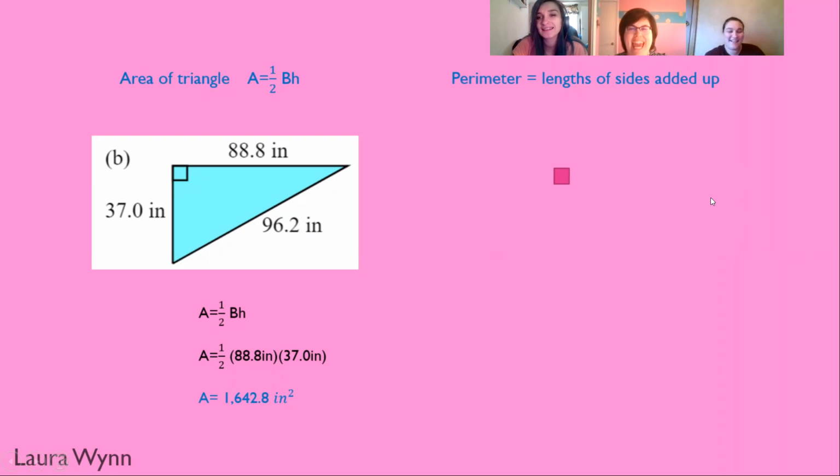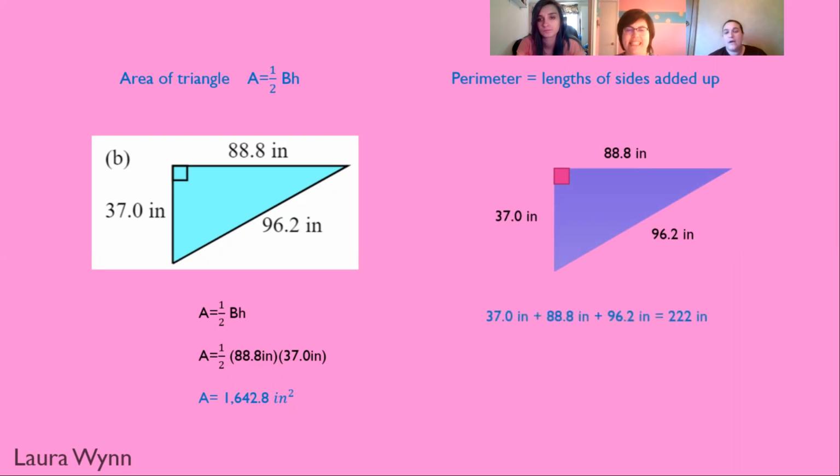Welcome back. All right, so the area is going to equal 1,642.8 inches squared. Now to find our perimeter, we're going to add all the lengths of the sides together. So we're going to do 88.8 plus 37 plus 96.2, which is going to give us 222 inches.